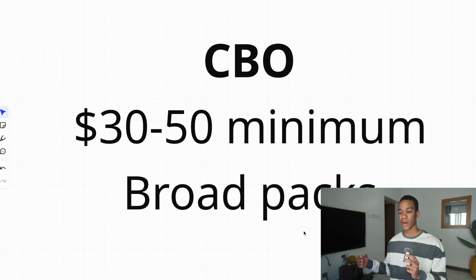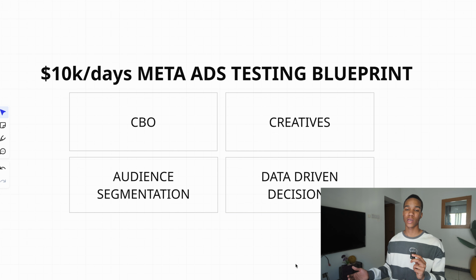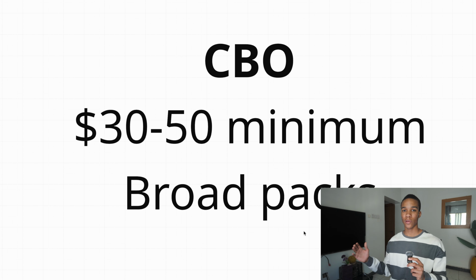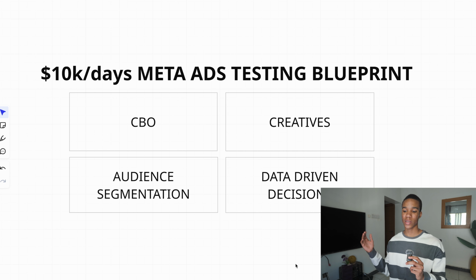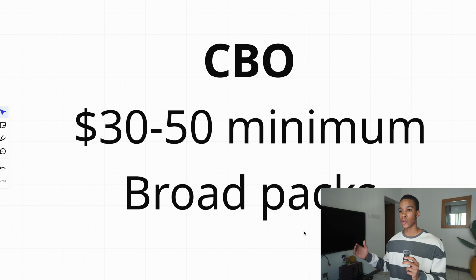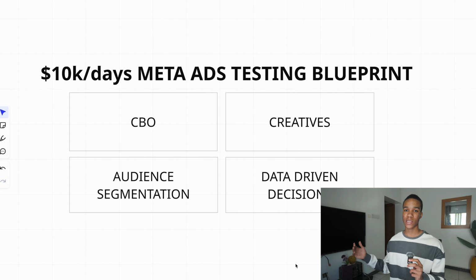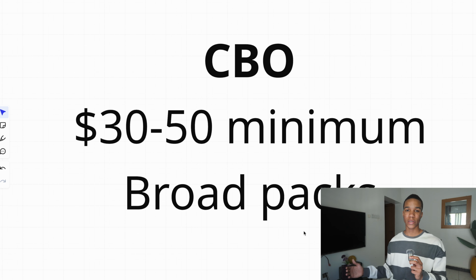So first you start with $30 to $50 a day, and the reason I like CBO campaign budget is because it gives you the chance to stay at $50. So let's say you just start testing ads today and you test like 3 to 5 creatives a day, and let's say tomorrow you want to add more creatives and test more. If you are doing ad set budget, ABO, you would have to make a new ad set and increase the budget.